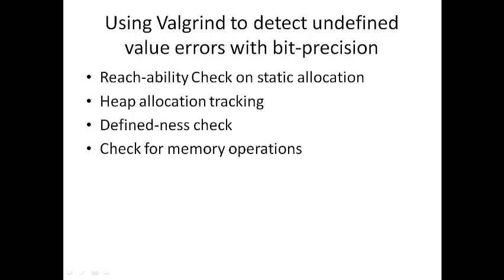The next operation is definedness check. Valgrind, when we use memcheck, will see if all the memory allocations or the memory access that we do using the variables in the program are correctly defined. The next operation is check for memory operations. Valgrind, when we use memcheck, will validate all the memory operations like strcpy, memcpy, memmove, etc.